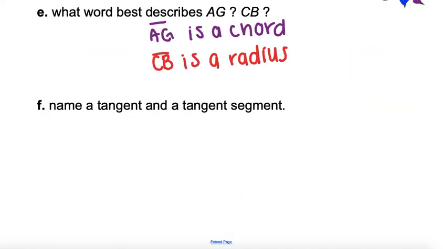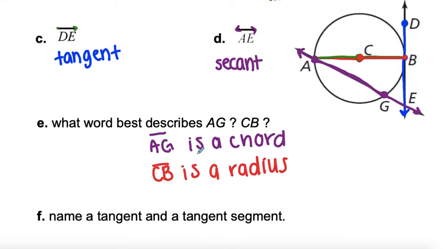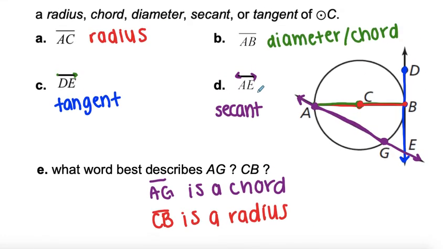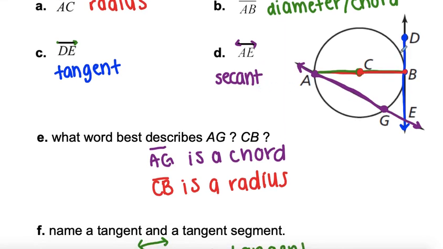Then it says to name a tangent and a tangent segment. So in this circle, the only one that's a tangent was going to be that DE. And since a tangent's a line, I need to make sure I put arrows on the top there. But now the next one asks for a tangent segment. So that's just asking for not a line, but a whole segment.